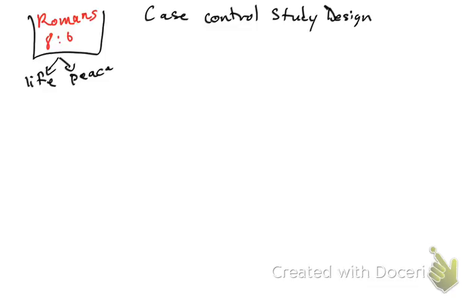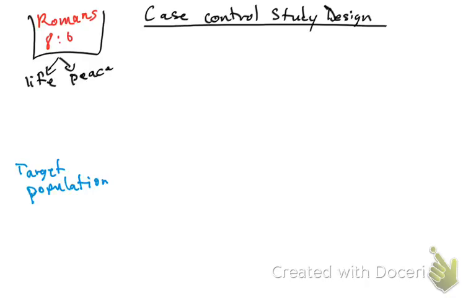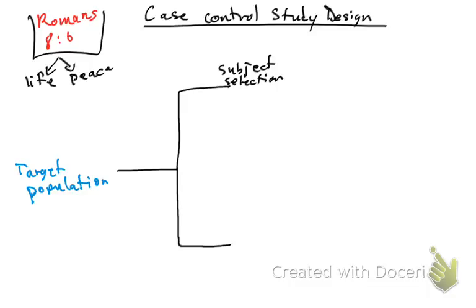So first we're going to see the target population. What we are doing in the case control study design is as follows. You need to have the target population, and then we're going to see the subject selection on this side. This selection is based on the disease status.